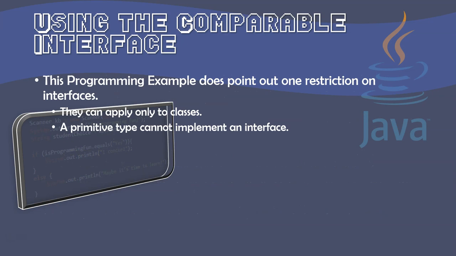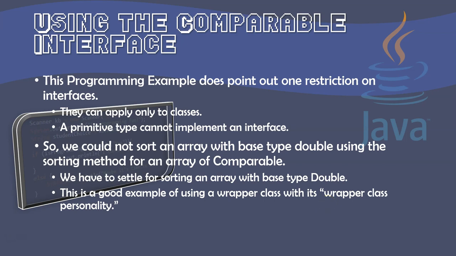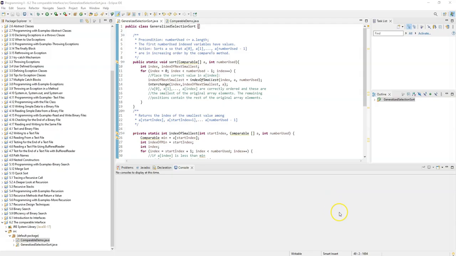Now, the program example that we have looked at here does point out one restriction on interfaces. They can only apply to classes. A primitive type cannot implement an interface. If you remember, when we looked at this, it was Double with a capital D, not double with a lowercase d. So we could not sort an array with base type double using the sort method for an array of type Comparable. Instead, we have to settle for sorting an array with base type Double. Even though this is not anything too big to worry about, because we can do automatic boxing and unboxing, this is a good example of using a wrapper class with its wrapper class quote-unquote personality, having it fulfill that purpose.